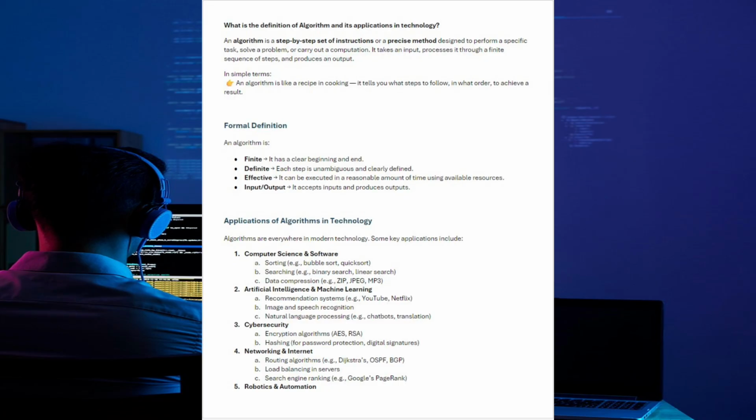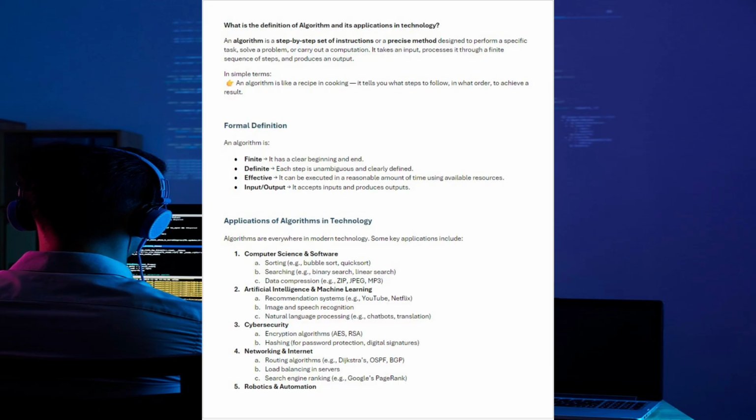Applications of algorithms in technology. Algorithms are everywhere in modern technology. Some key applications include: 1. Computer science and software. A. Sorting, e.g., bubble sort, quicksort. B. Searching, e.g., binary search, linear search. C. Data compression, e.g., zip, JPEG, MP3.